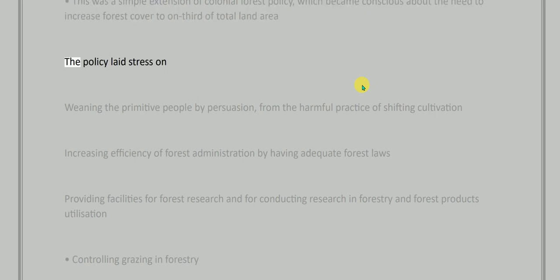The policy laid stress on weaning the primitive people by persuasion from the harmful practice of shifting cultivation, increasing efficiency of forest administration by having adequate forest laws, providing facilities for forest research and for conducting research in forestry and forest products utilization. Controlling grazing in forestry.